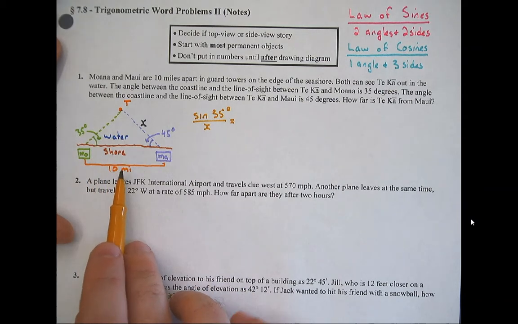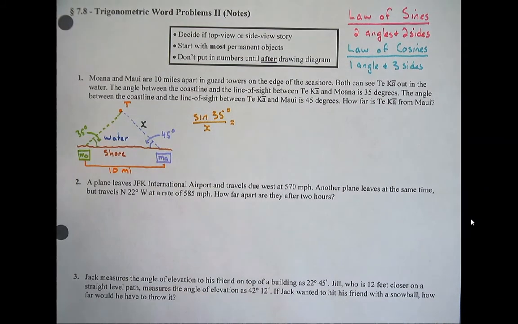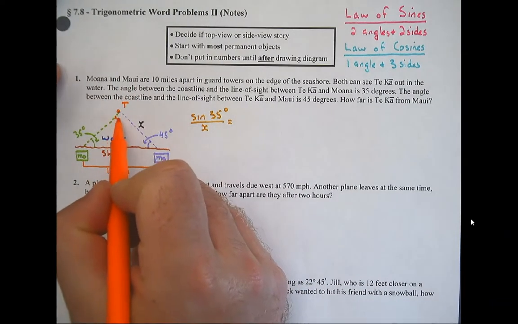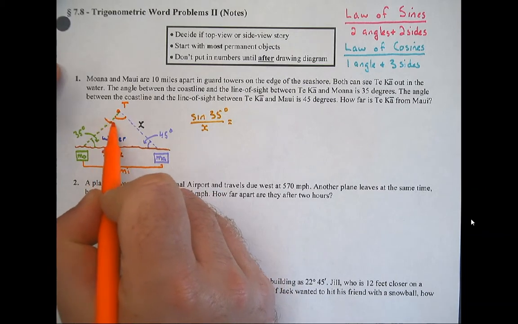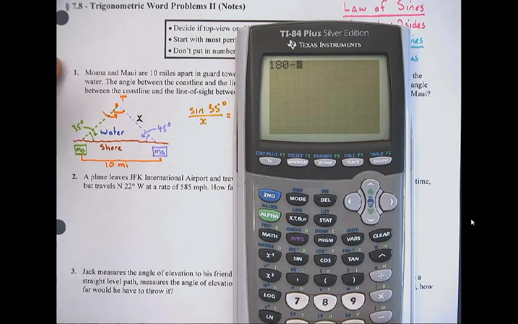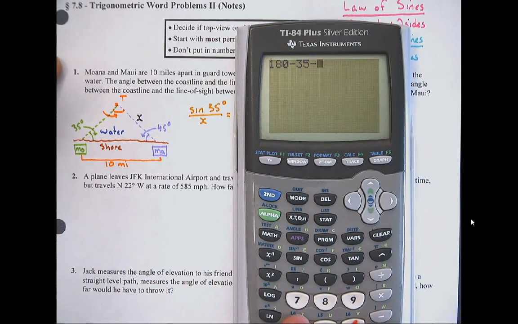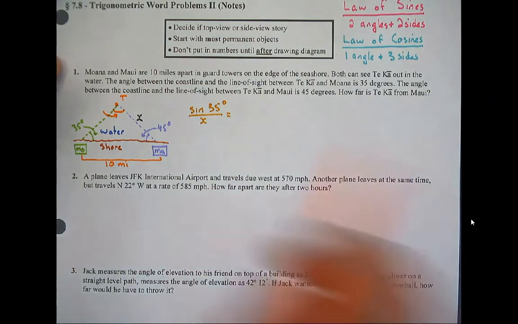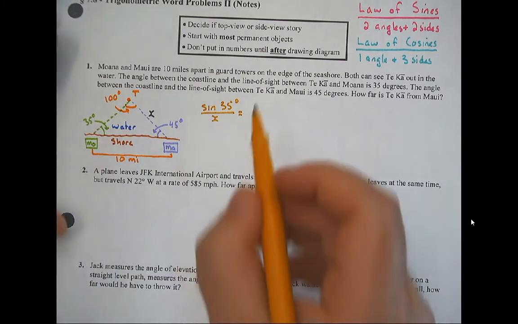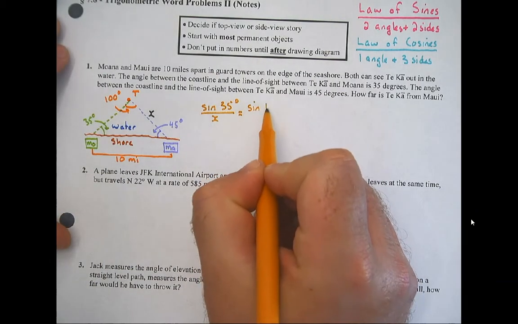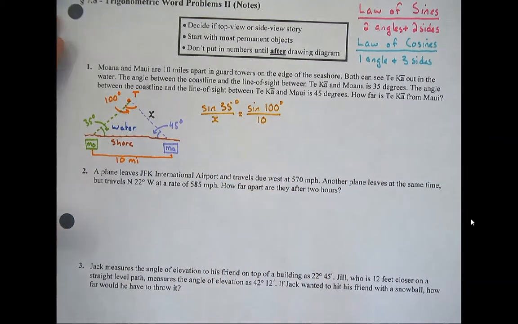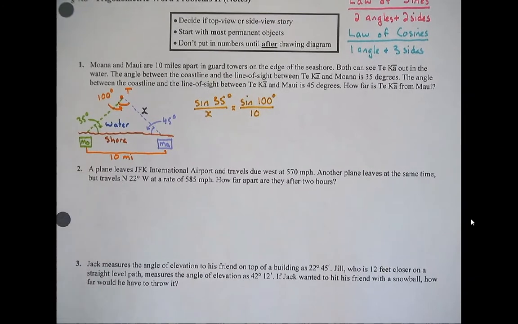The side length that I do know is opposite an angle that I don't know, but it's an angle that I can figure out. Because what do we know about all the angles in a triangle? They always add up to 180. So I could take 180, I can subtract off the 35, I can subtract off the 45. And that leaves that other angle as 100 degrees. So now, sine of 100 degrees over 10 miles.